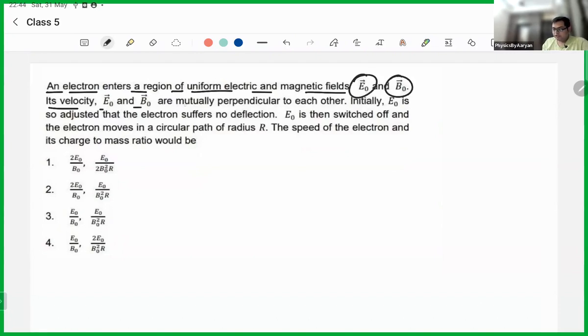Its velocity, E naught and B naught are mutually perpendicular to each other. So it is like a velocity selector, right? Mutually perpendicular electric field and magnetic field are there. So it is like a velocity selector.